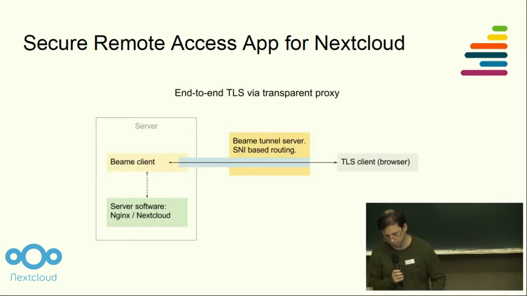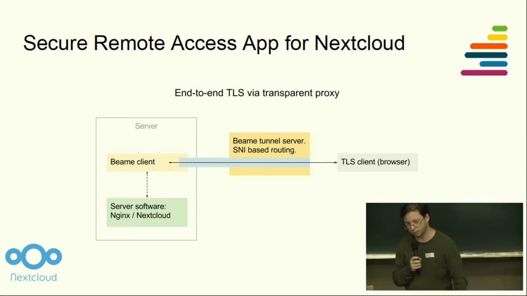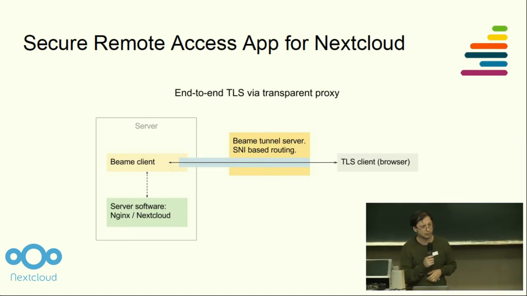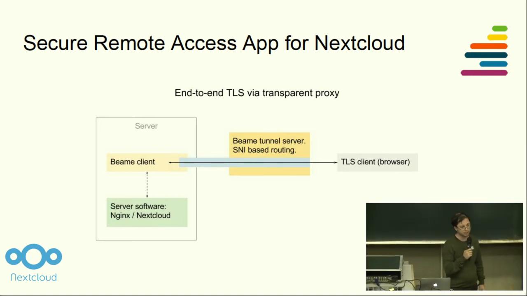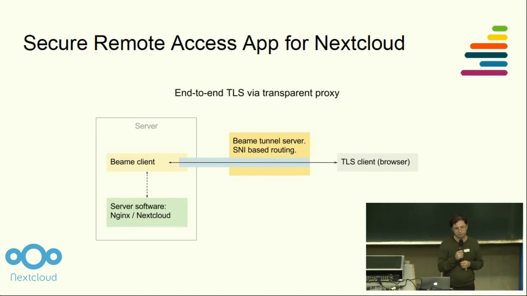So how does it work? When you activate it, the tunnel connects to our server, our tunnel server, and waits for incoming connections. And when a browser connects, it looks up in DNS, and the DNS points to our infrastructure. So the connection is made to our tunnel server. But what's actually happening is pretty much end-to-end TLS between the TLS client, which is the browser, and our Beame client code, which runs on your server.